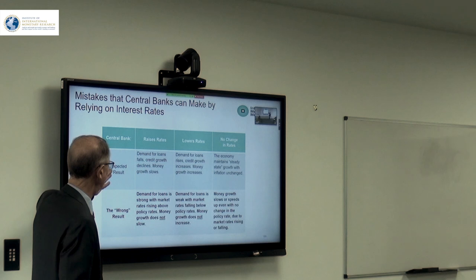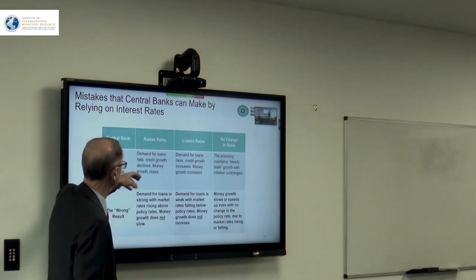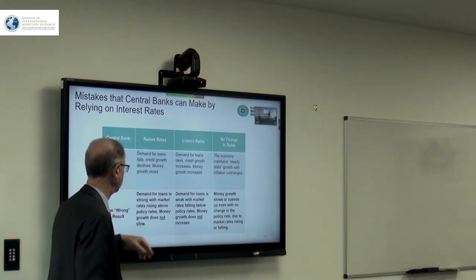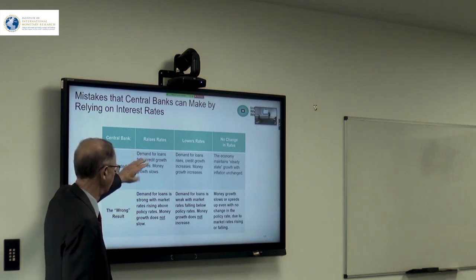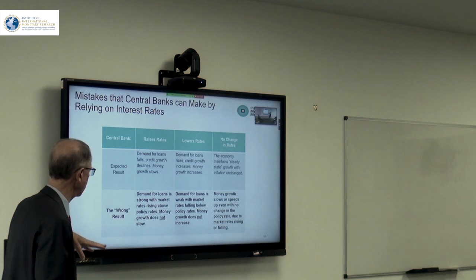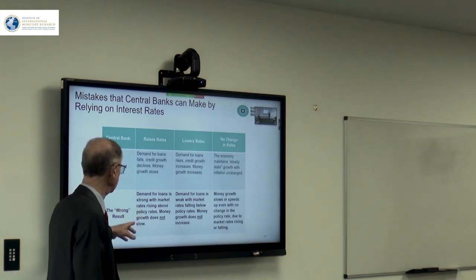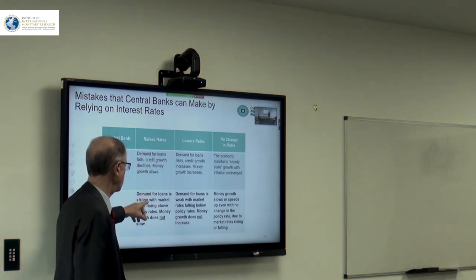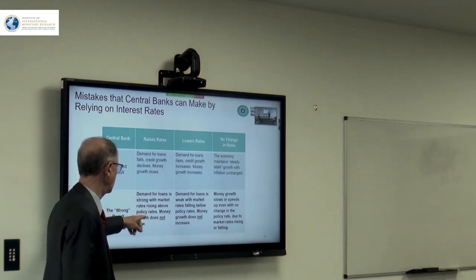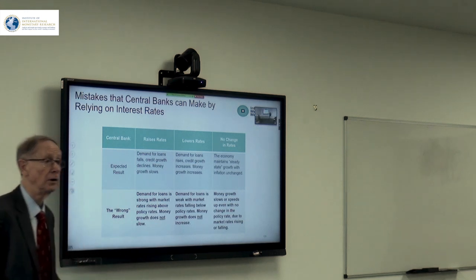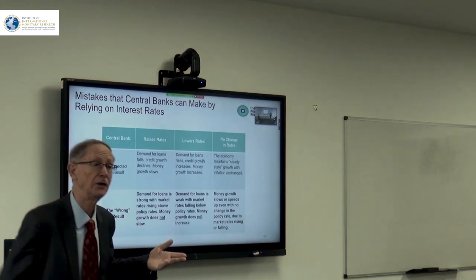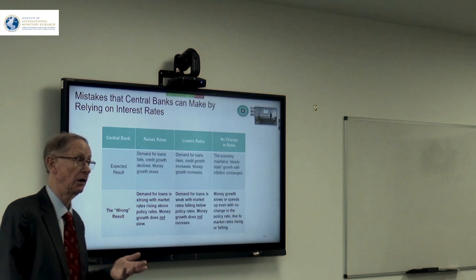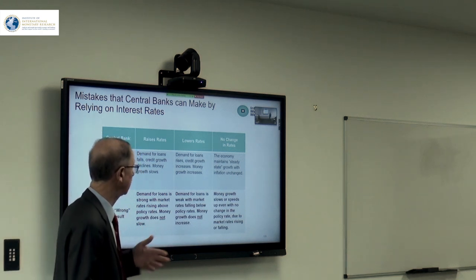Suppose the analysis says that you need to raise rates so that the demand for loans falls, credit growth declines, and then money growth slows down. That would be the ideal outcome if the underlying analysis was correct. But quite a number of times we find that, despite the central bank raising rates, demand for loans remains strong, market rates continue to rise, and money growth does not slow down. So you can raise rates, but it can have no effect if the underlying market force is still very strong. That might well happen in an environment like the present, where there's been strong money growth in the recent past.